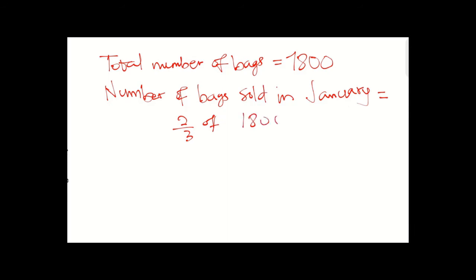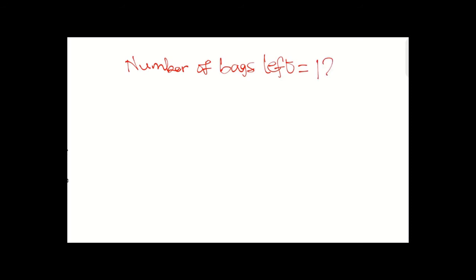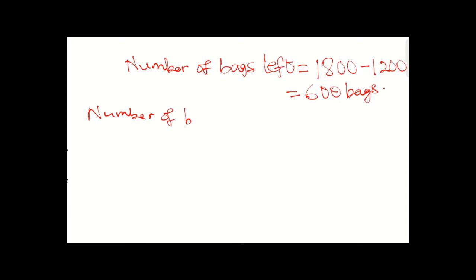So number of bags sold in January are 1,200 bags. Number of bags left: we subtract all sold in January from 1,800, and then we get 600 bags. We are going to use the 600 bags to calculate the number of bags sold in February, because from the question, the number of bags sold in February was 3/4 of what was left. So number of bags left is 600, and number of bags sold in February is 3/4 of 600. So we find 3/4 multiplied by 600. Four goes into itself, and it goes into 600 150 times. So 450 bags sold in February.